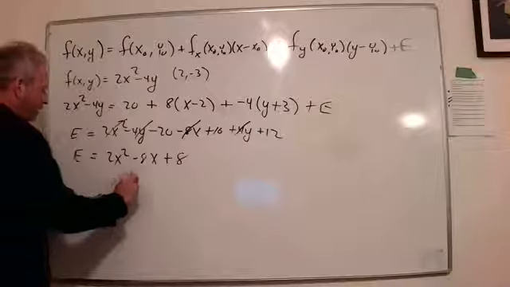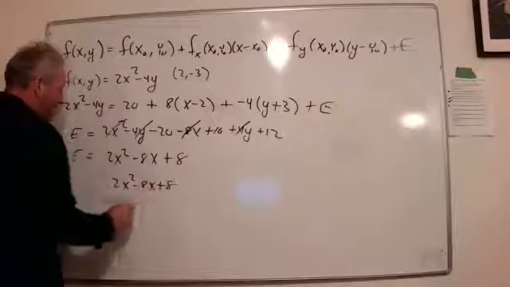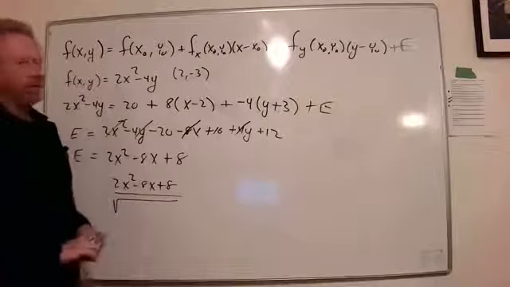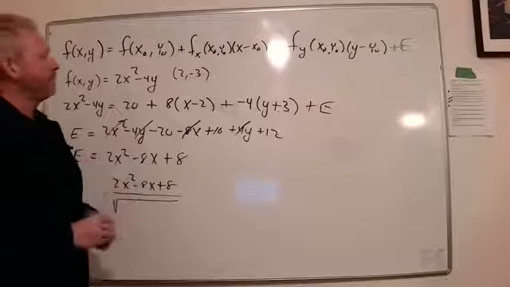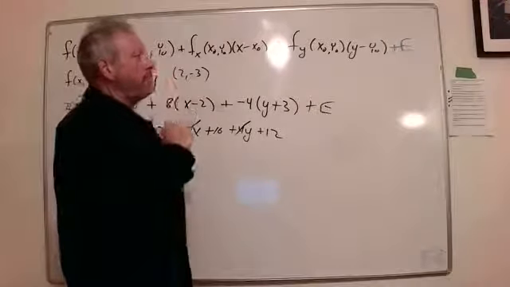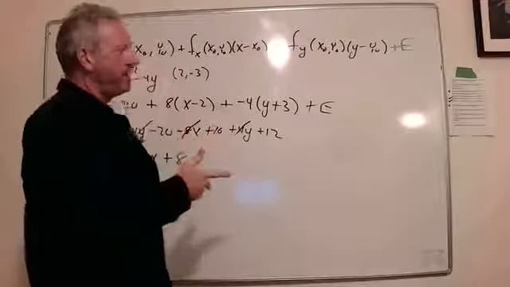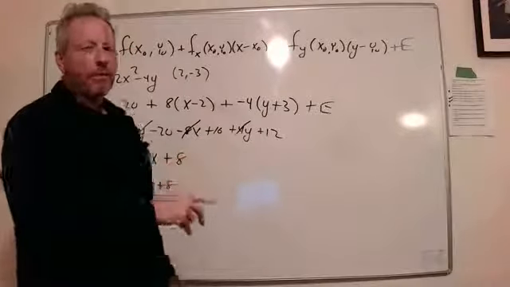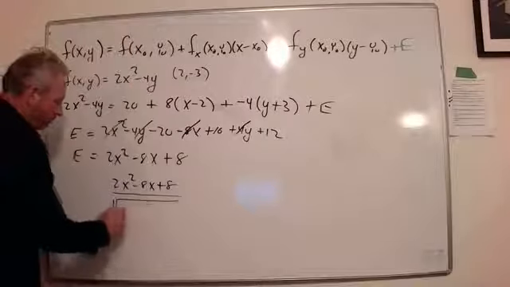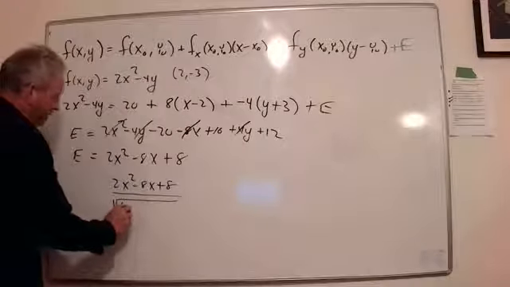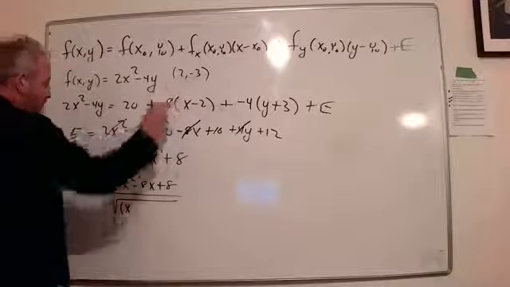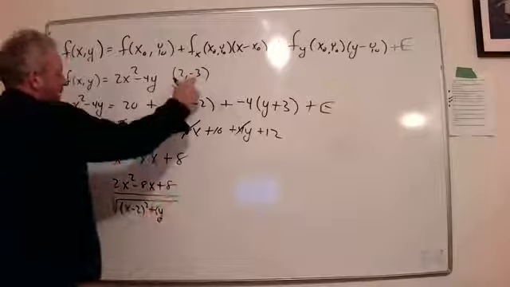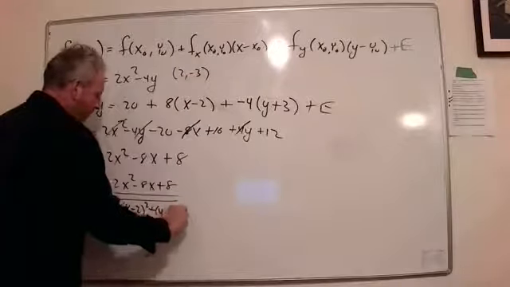It looks like 2x squared minus 8x plus 8 divided by the square root of, well, again, I'm thinking about what I am doing in terms of evaluating this limit. It's the value of the error divided by how far away from the given point we moved. So that's a good old distance formula. That would be x minus 2 squared plus y minus negative 3, so plus 3 squared.